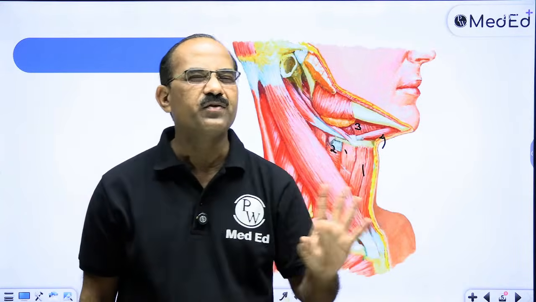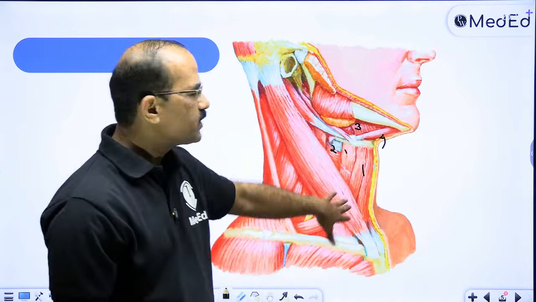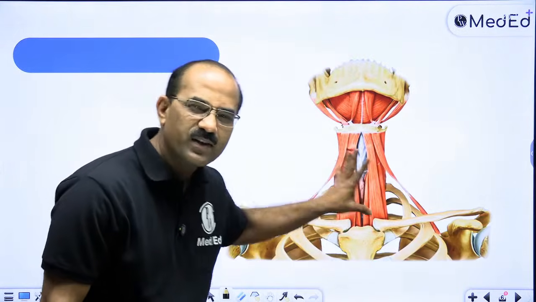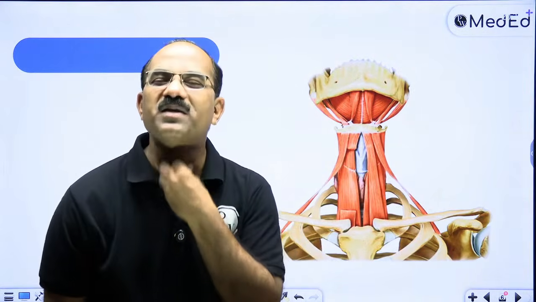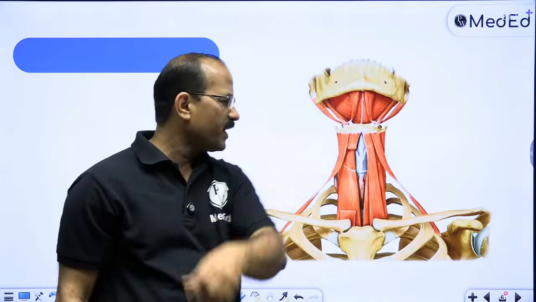We are seeing the muscular triangle. Let me tell you the muscular triangle, okay. So this is the muscular triangle. Just look at these muscles. These are the muscles in the muscular triangle. Can anyone tell me?